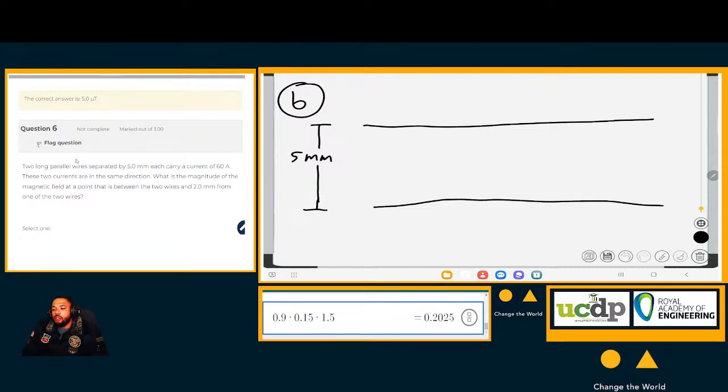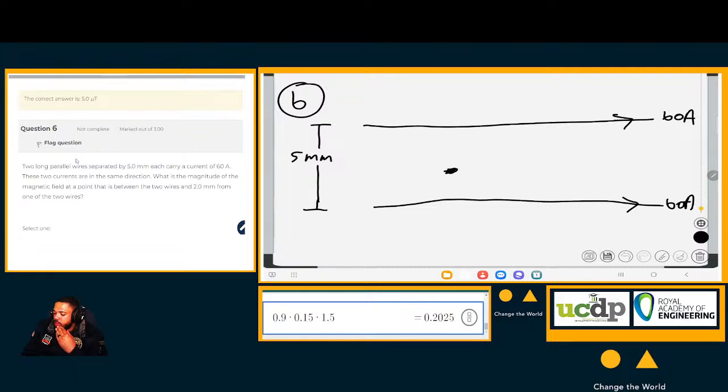They each carry a current of 60 amperes. So each one of them has a current of 60 amperes. These currents are in the same direction. So both of these currents are in the same direction. What is the magnitude of the magnetic field at a point that is somewhere between the wires, and it's 2 meters from one of the two wires?